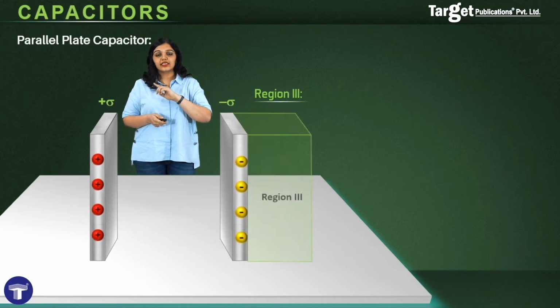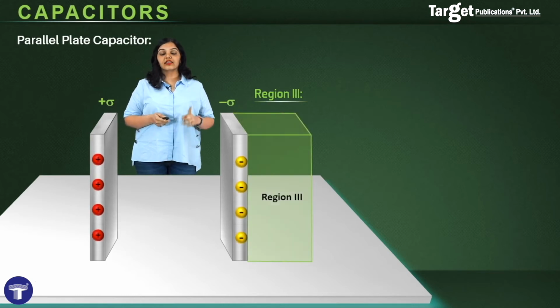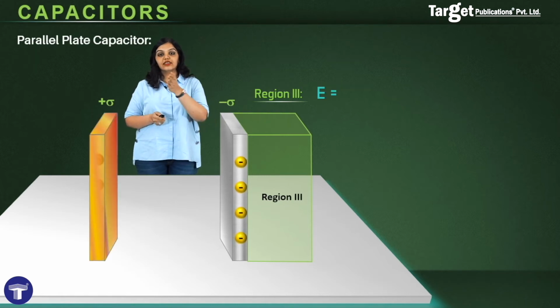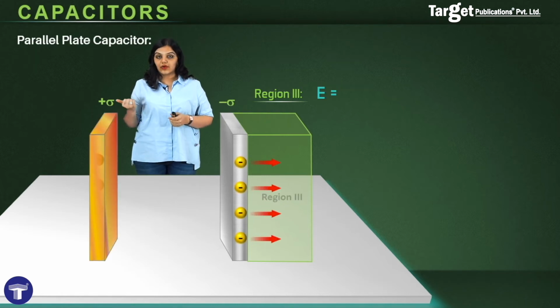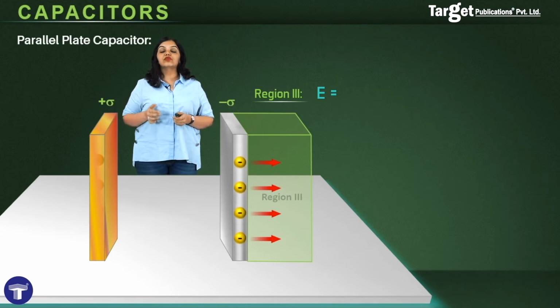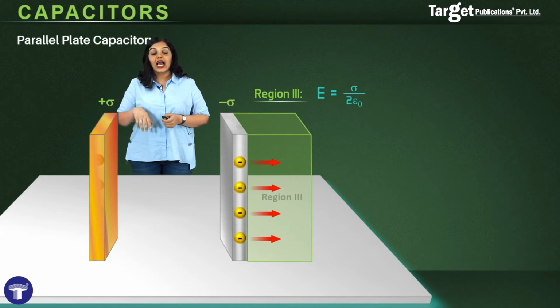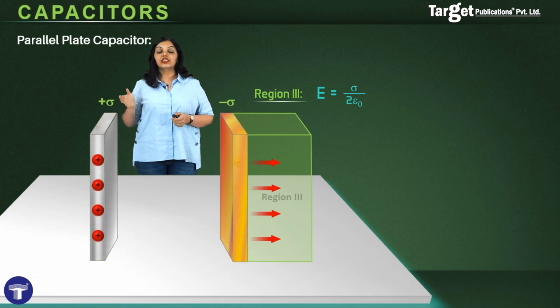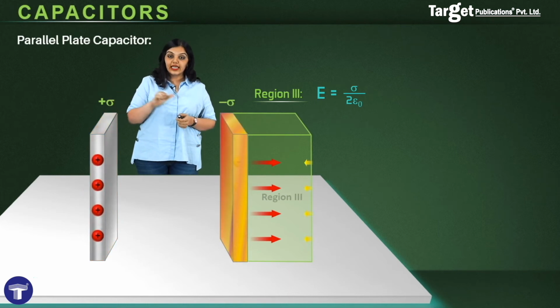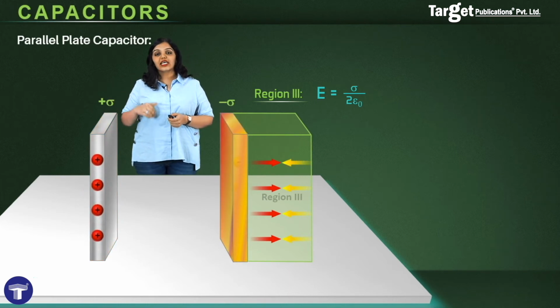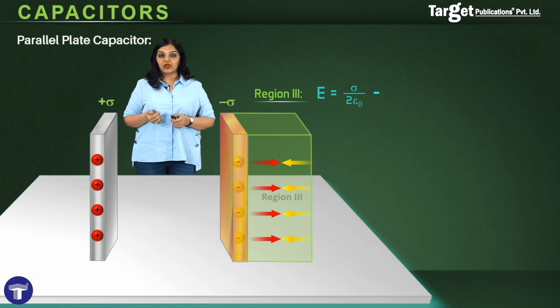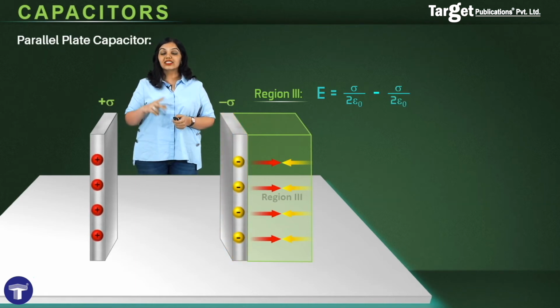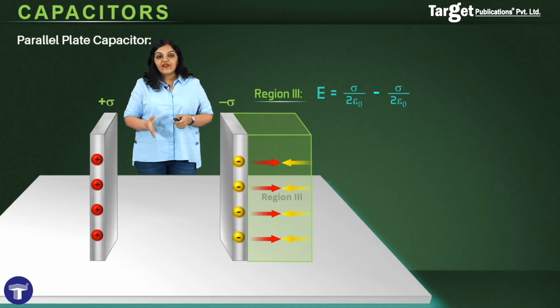Now let's analyze region 3. The same picture takes place in region 3, that is, the electric field due to the positive plate in region 3 will be directed outwards, that is the red arrows, and this will be equal to sigma upon 2 epsilon naught, and the electric field in region 3 due to the negative plate will be directed inwards, that is the yellow arrows, and this will also be sigma upon 2 epsilon naught, but they are in opposite directions and cancel each other out, and therefore the electric field in region 3 is also equal to 0.